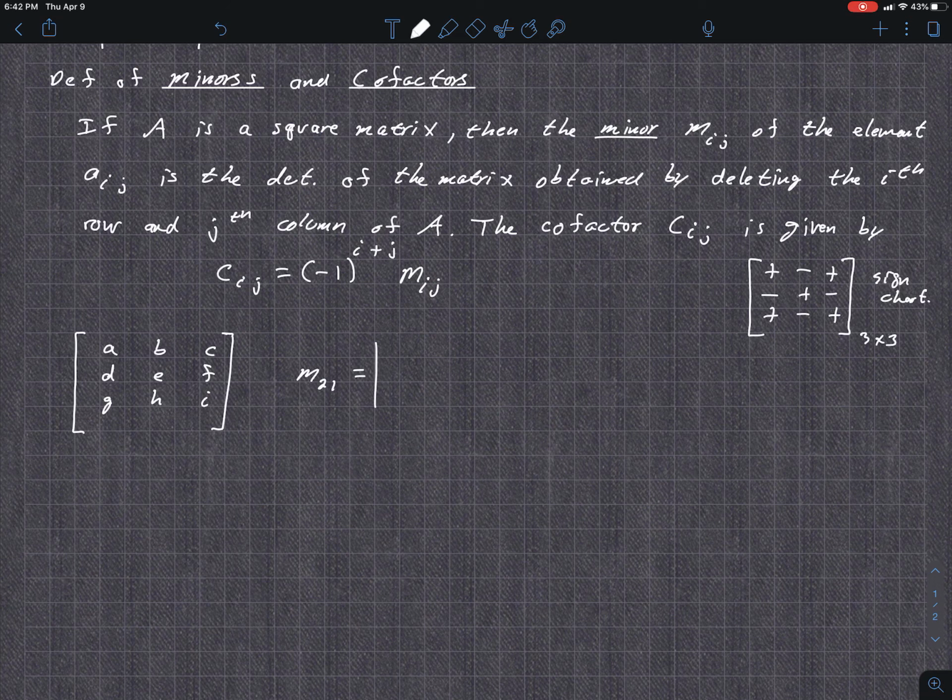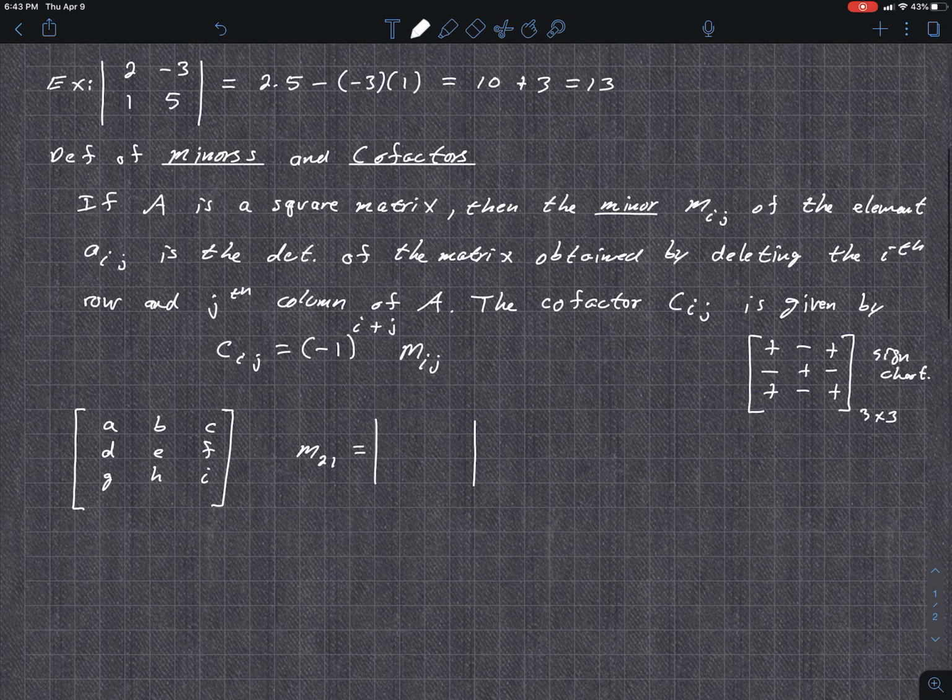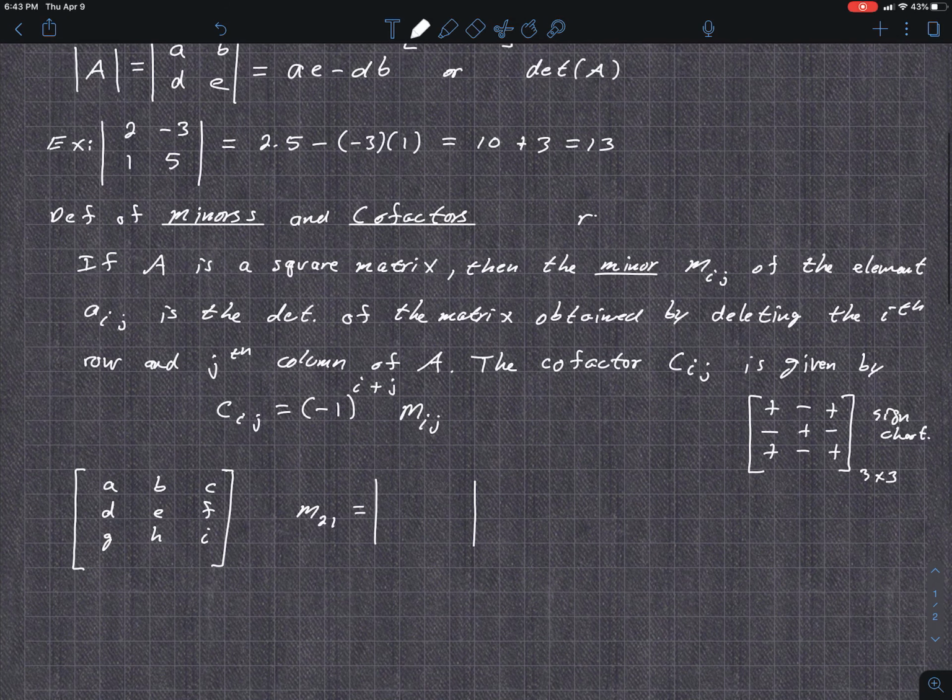So we want to calculate minors and cofactors. We'll do a couple examples. So if I do M21, that's not 21, it's 2-1. So M21 would be the determinant of the matrix obtained by deleting row 2 and column 1. So 2-1, it's always row by column.